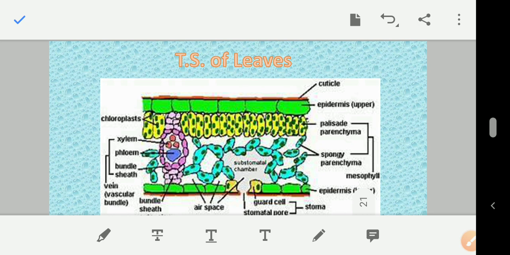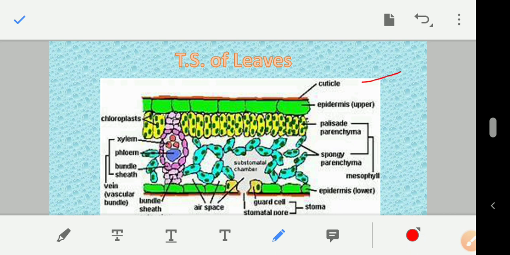This diagram is important for labeling purposes, not for drawing. This is cuticle, epidermis, palisade parenchyma. Palisade parenchyma is a longitudinal tissue. It consists of chloroplast, because of which photosynthesis occurs. Now, this is spongy parenchyma. It also holds chloroplast, but less photosynthesis occurs in spongy parenchyma because it gets less sunlight.